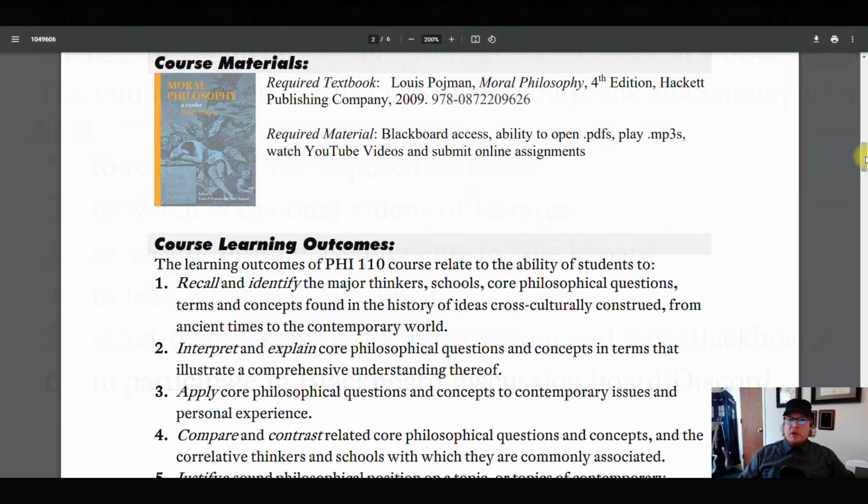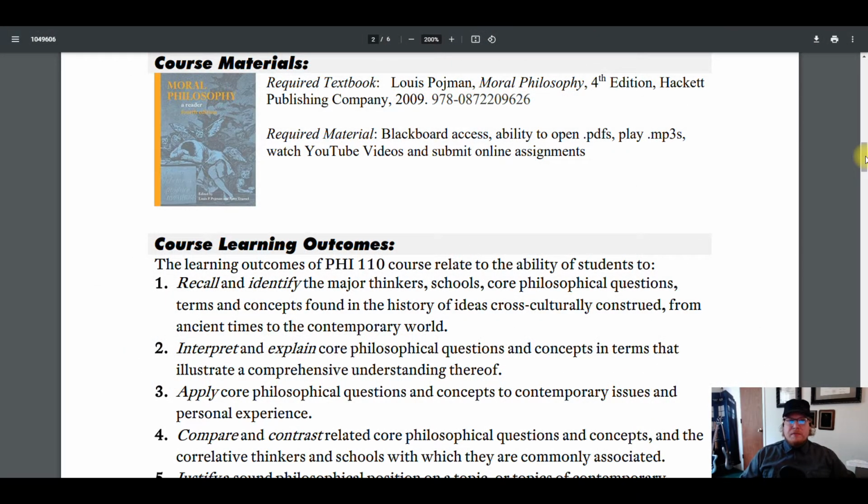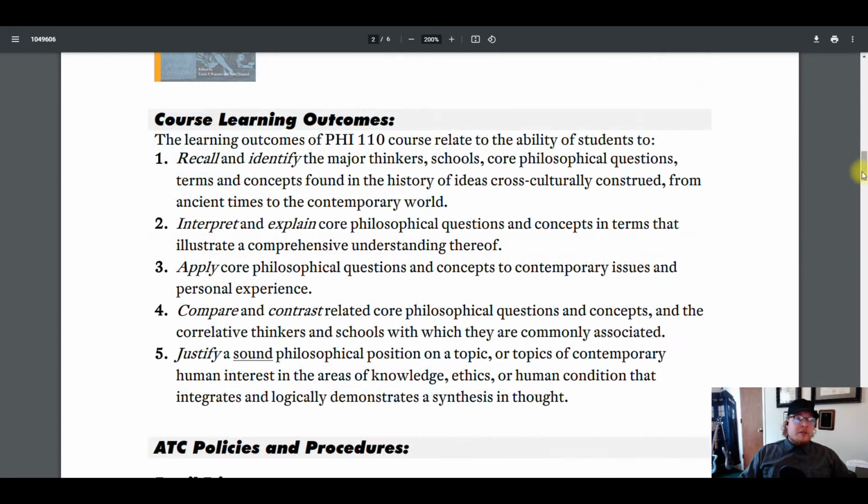The required textbook for the course is Louis Botchman's Moral Philosophy, 4th edition, although I will say that most of the things that are in this textbook, the actual historical texts themselves, are all in the public domain until we get to very, very contemporary stuff, so just keep that in mind. However, Botchman's editorial aspects are not in the public domain, and they are confined to this book, and they're quite helpful.